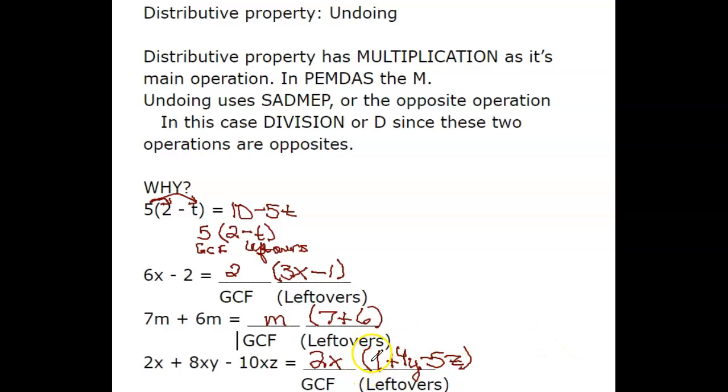And again, the reason I want that 1 here is because now if I want to check my work, if I didn't have a 1 here, it would be 2x times 4y, 2 times 4 is 8, xy, there's that. 2 times negative 5 is negative 10, x times z is xz, but notice I don't have that 2x, so that 1 has to be there because I want to distribute that 2x to the 1 as well, or 2x plus 8xy minus 10xz. And hopefully that helps with your assignment.